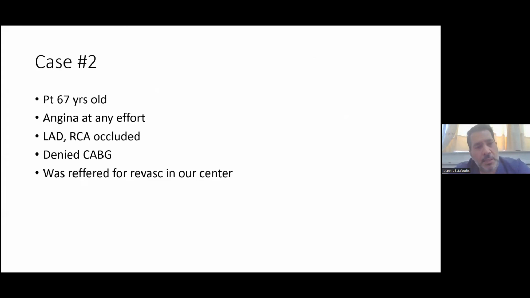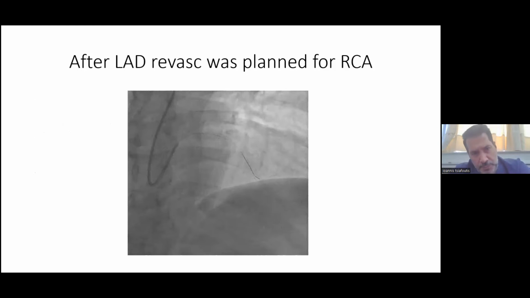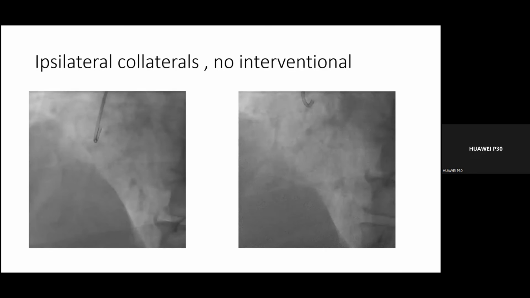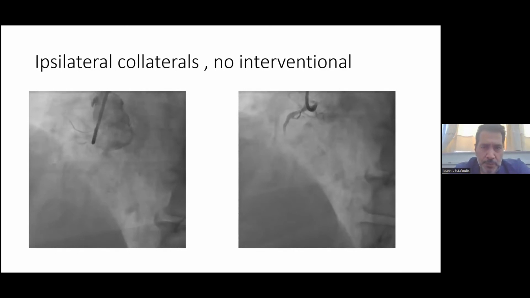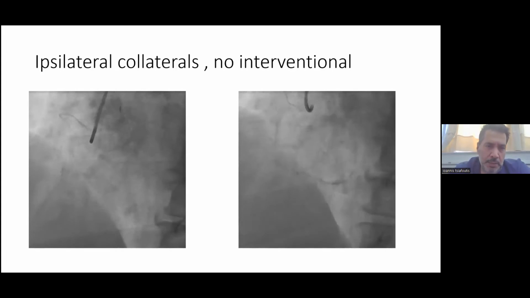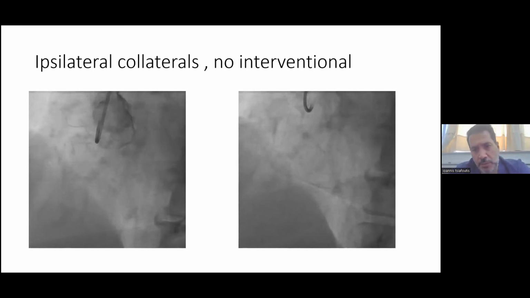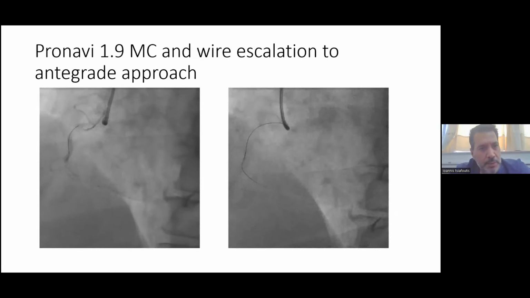And another case, a 67-year-old patient with angina at any effort. He was found with two occluded arteries, LAD and RCA. He denied CABG, so he was referred to our cath lab for revascularization. First, we did the LAD. There were no obvious collaterals to RCA. There were ipsilateral collaterals and no intervention, I think.